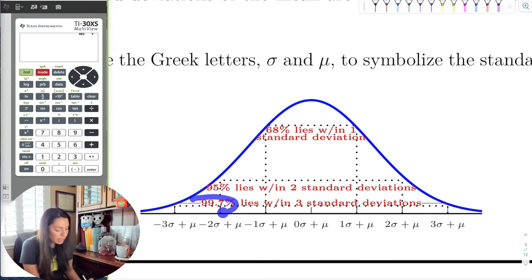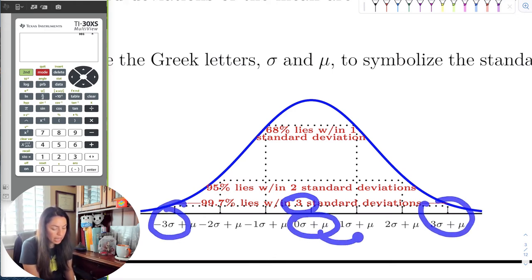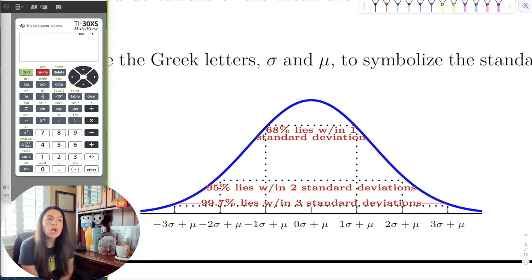Then we know 99.7% lies within 3 standard deviations of our mean, right? And once again, you take the mean, add 3 standard deviations, subtract 3 standard deviations. So the first thing I would do is go ahead and find the mean first, and then find the standard deviation, add it once, twice, 3 times, get those tick marks, subtract once, twice, 3 times, get those tick marks.